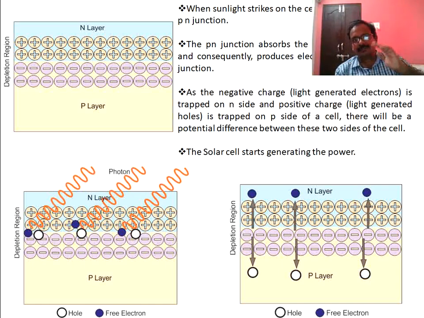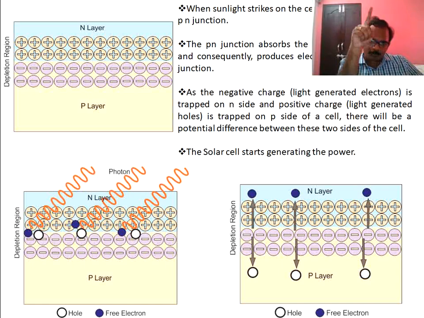When sunlight strikes the solar cell, in the second diagram, electron-hole pairs will be generated in the depletion region. The electron is a negatively charged particle and the hole is a positively charged particle. Since there are positive charges at the beginning of the N layer, the negatively charged electrons are attracted towards the N layer, whereas at the beginning of the P layer there are negative charges, and the positively charged holes are attracted by the negatively charged ions at the entrance of the P layer.